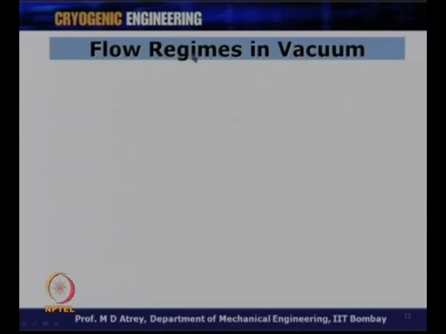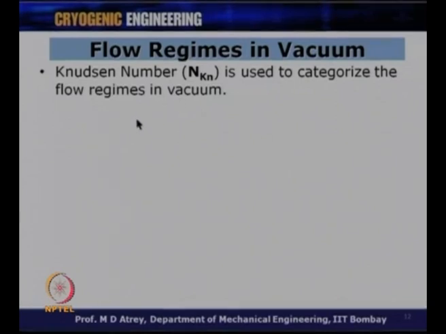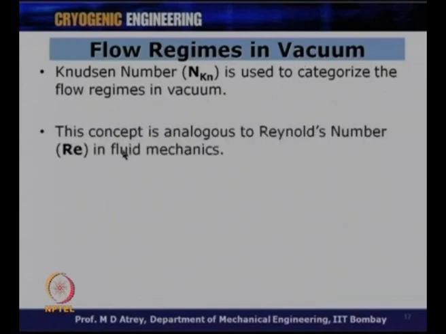while if we go to vacuum, we have a different flow regime, and we do not have Reynolds number in vacuum. What we have here is called the Knudsen number, normally written as Kn, used to categorize the flow regimes in vacuum. So, here we always deal with a different number and not Reynolds number, and the moment we specify the Knudsen number, we know that we are talking about flow regimes in vacuum. And what is this Knudsen number?